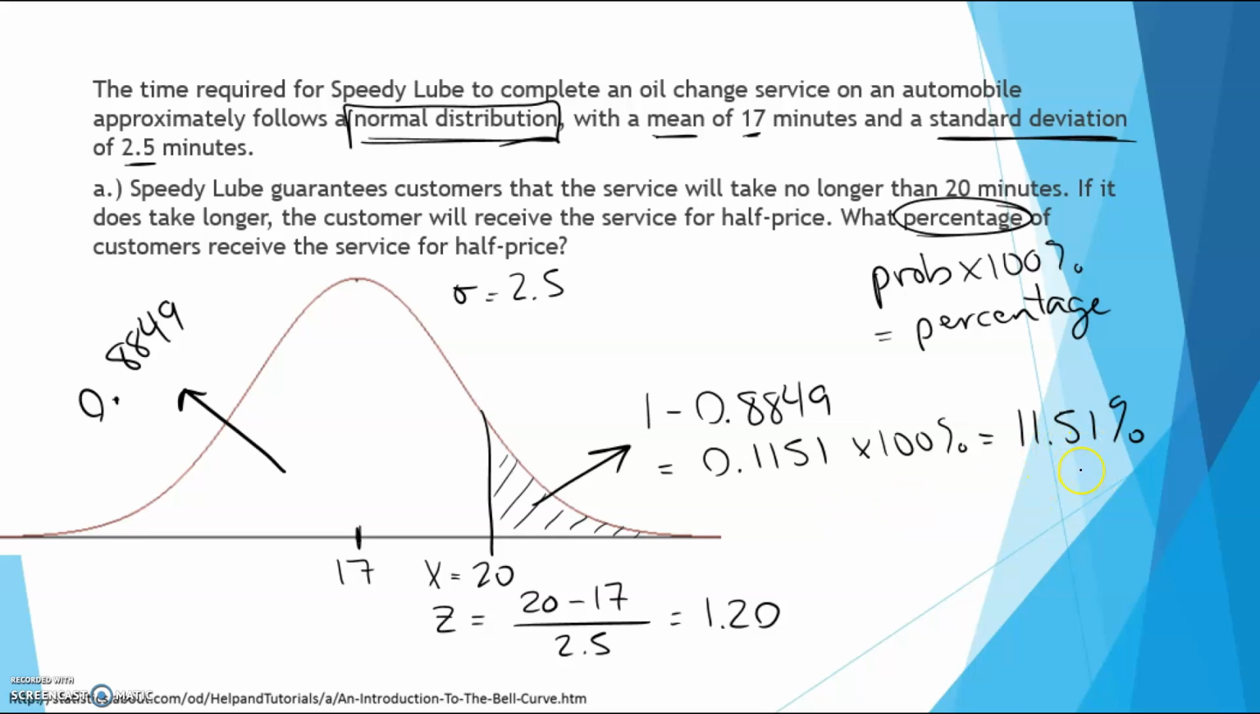So 11.51% of the customers will receive the service for half price.